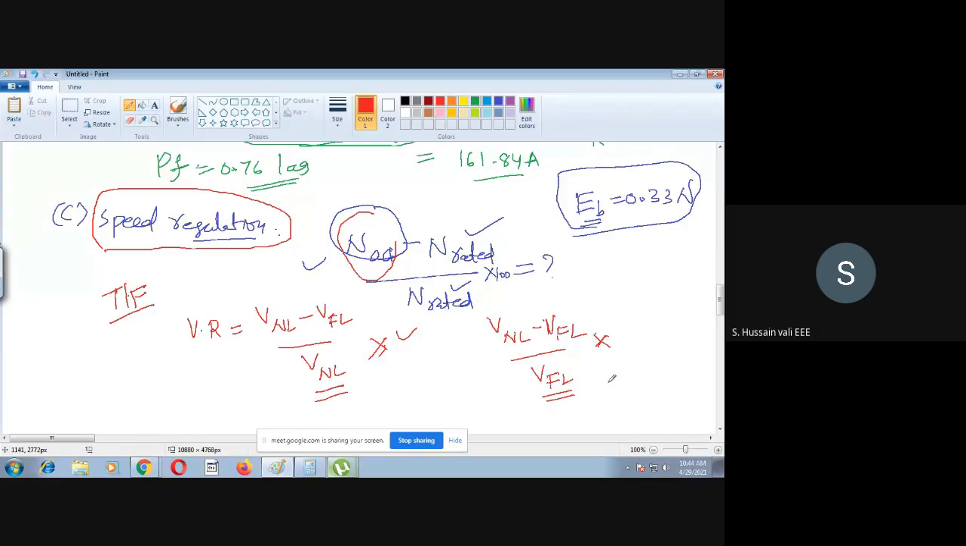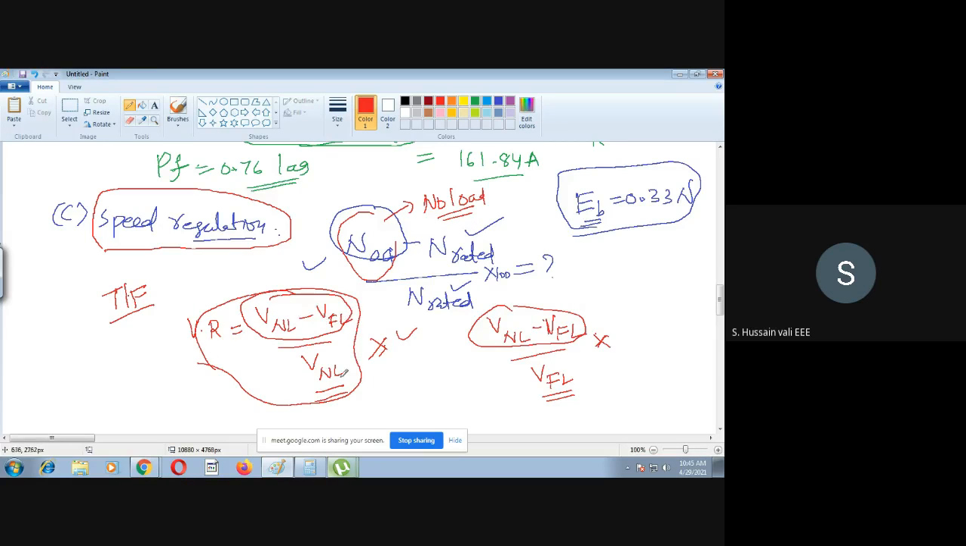This is to understand. But one thing is common in both cases: the numerator part is common. What is the numerator part? No load minus full load. Am I correct? So here also, the same thing. What you have to find out here also is the actual speed with respect to no load. Am I correct or not? Now you understood this? You have to find out the actual speed with respect to no load.